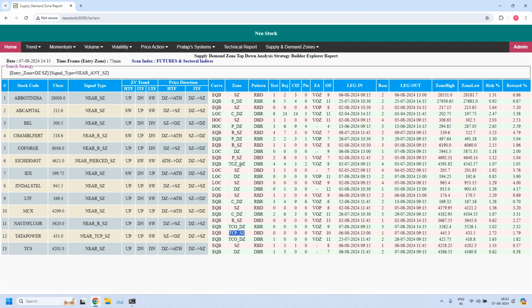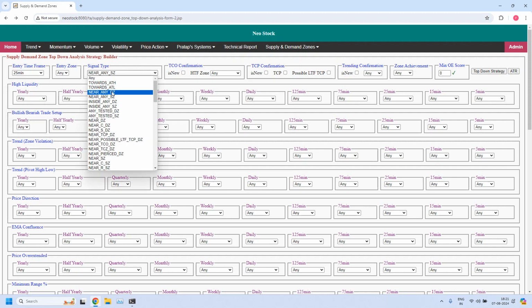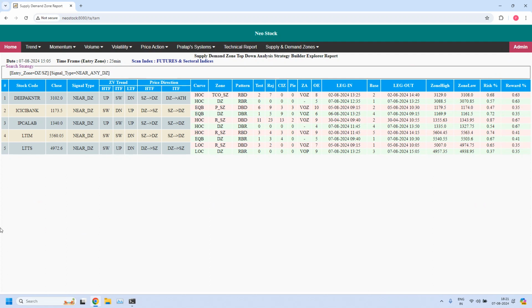So total 4 high liquidity zones identified from this list. That is from 75 minutes high liquidity supply zones. Okay, this is about 75 minutes time frame. Next, changing the time frame to 25 minutes, let us find the stocks near 25 minutes demand zones.